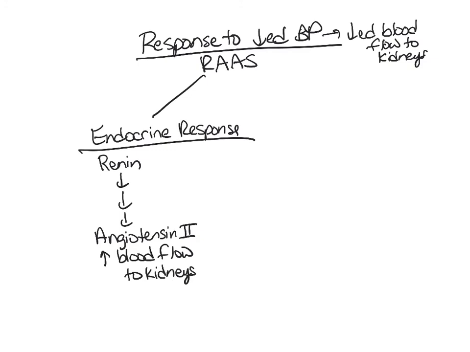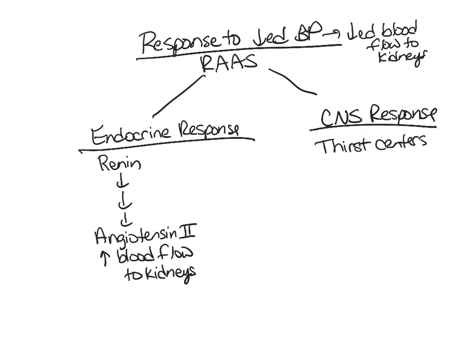But there's something else that renin does as well. Renin also affects the central nervous system. Renin targets the thirst centers in the hypothalamus, and it makes you thirsty. So if you're thirsty, you're going to drink more, and that will increase your fluid consumption. If you bring in more fluids, that's going to help to increase your blood pressure, your blood volume, which will then increase your blood flow to your kidneys.